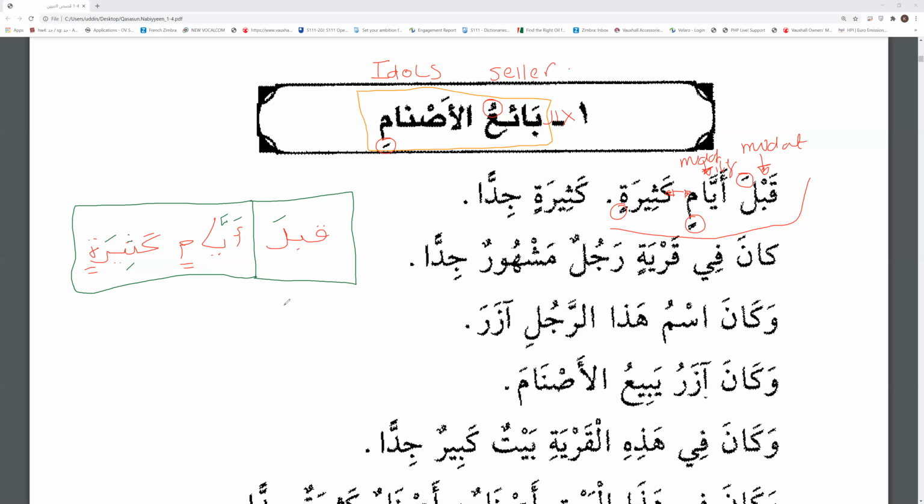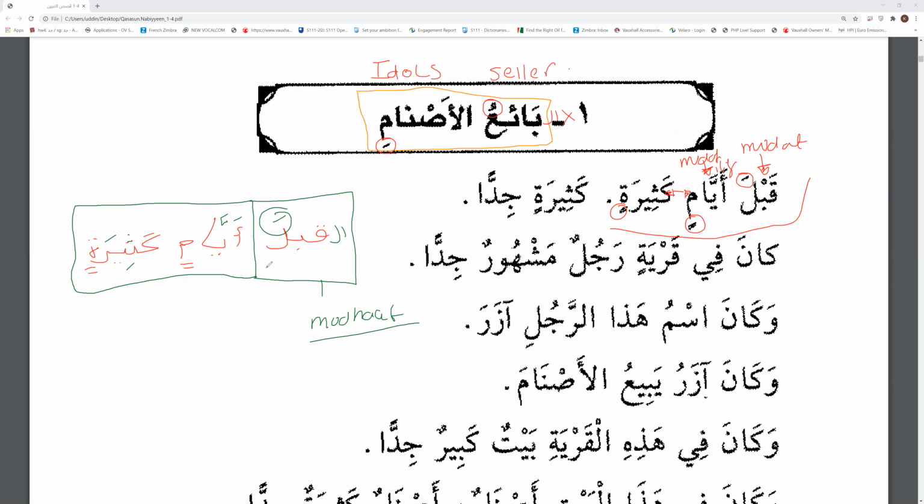Okay? I'm going to tell you that this is mudaf ilay. Can you tell me the rest? Can you tell me why this is a mudaf? Because it doesn't have tanween and alif lam. Everyone following? It doesn't have alif lam, nor does it have a tanween. So it looks like it's a mudaf.